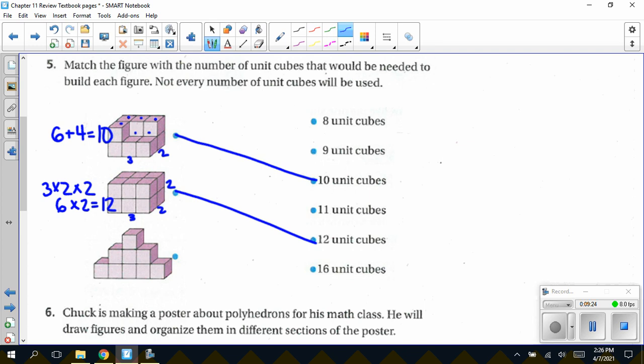And then for the bottom one, this one we can easily see that we just need to count all of the unit cubes. So I have 1, 2, 3, 4, 5, 6, 7, 8, 9. So 9 unit cubes on the bottom prism. So that question will be a 3-point question on your test.